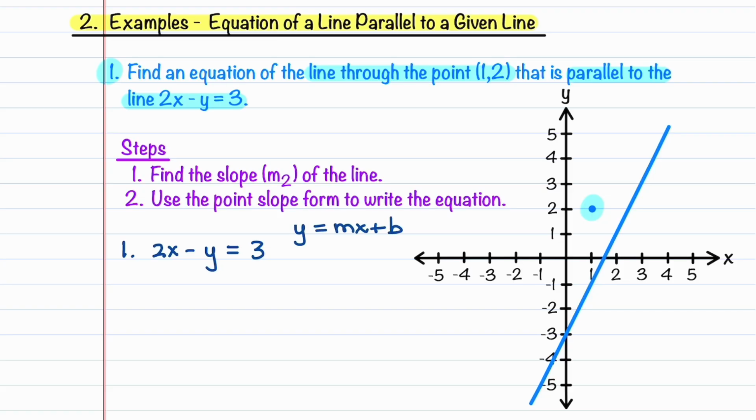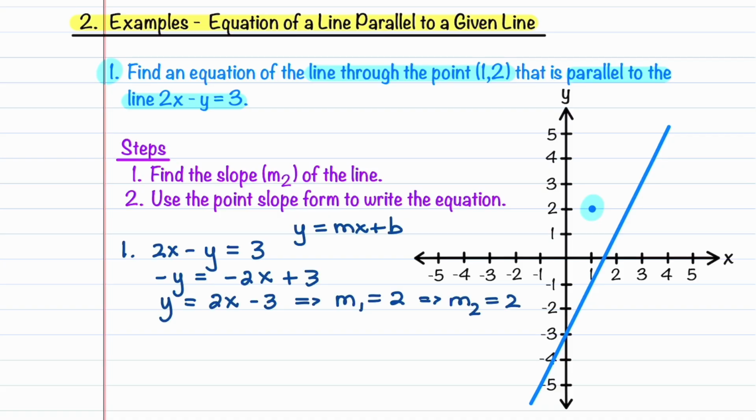So let's go ahead and do that. I'm going to take the 2x and move it to the right, so we have a minus y is equal to minus 2x plus 3, and then let's divide by -1 to get y by itself. So we have y is equal to 2x minus 3. That tells us that our slope, which I'm going to call M1, is equal to 2. Now we need to find the slope of the line parallel to this line. When two lines are parallel, they're going to have the same slope. So that tells us that M2 is going to equal 2.